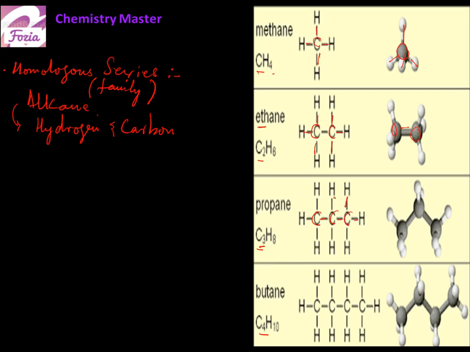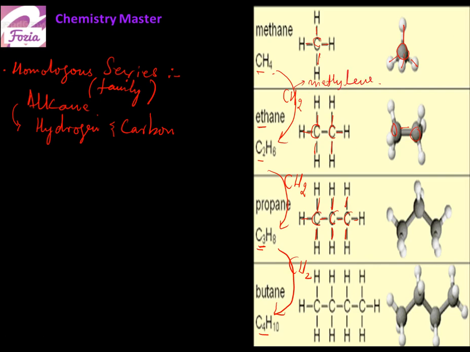So all the time, when one carbon is added, two hydrogens are added. So if I add one carbon and two hydrogens, I get the other compound. And when I add one more CH2 group, I get another compound. So by adding just a CH2 group, this CH2 group is called the methylene group.